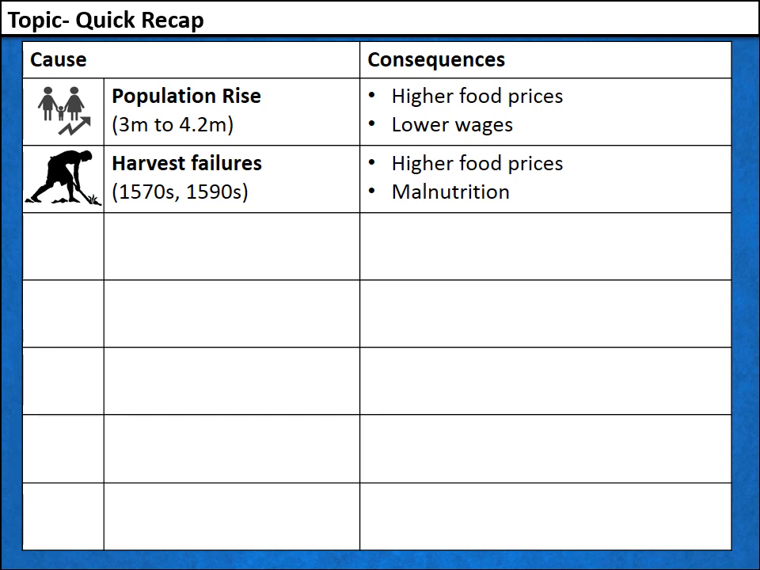There were also repeated harvest failures. These happened in the 1570s and in the 1590s. They resulted in higher food prices and malnutrition. Again, these are two consequences that really affected poorer people the worst.